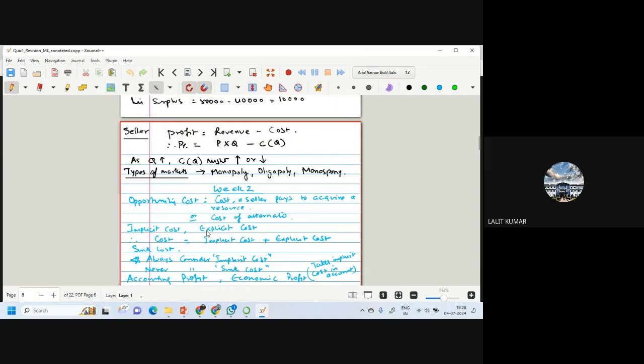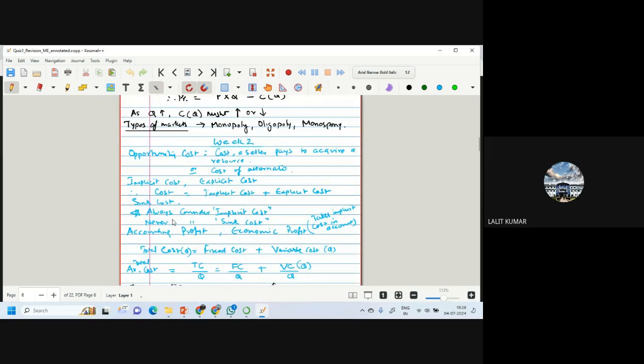Then we came to week two. The first term we learned was opportunity cost. Opportunity cost is the cost a seller pays to acquire a resource. We also have to remember another definition, that it is the cost of the next best alternative. When we cover one of the quiz questions, we'll understand that the second part is also relevant.